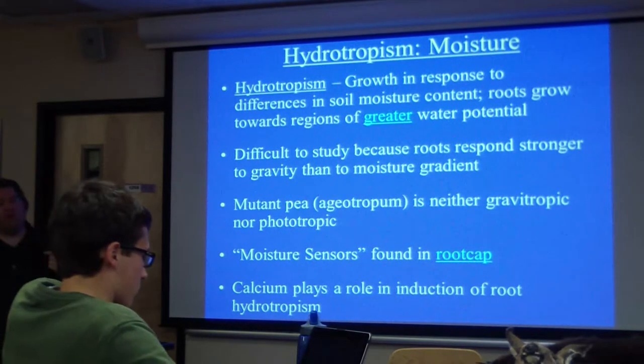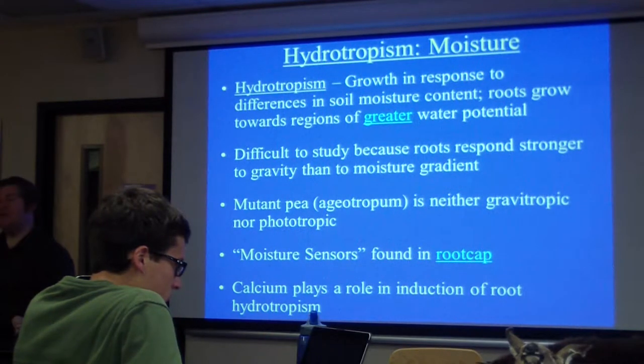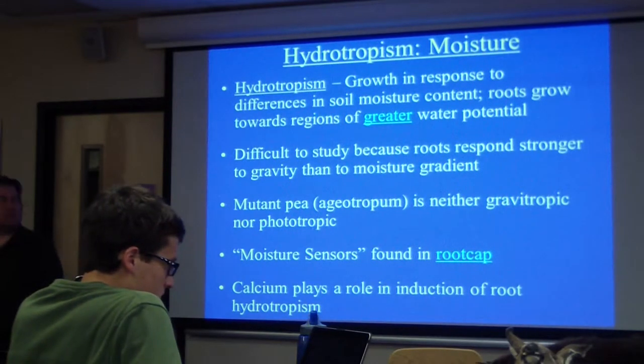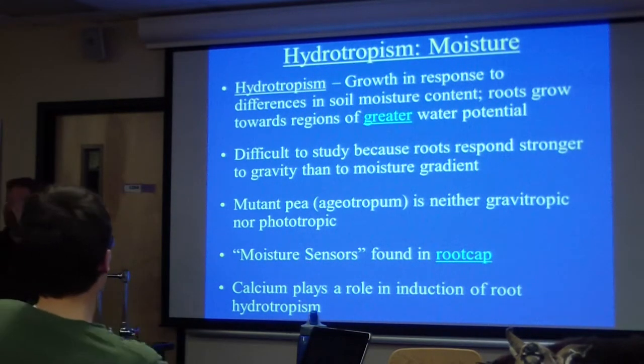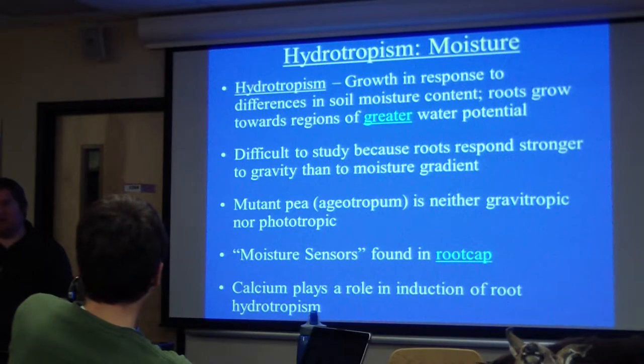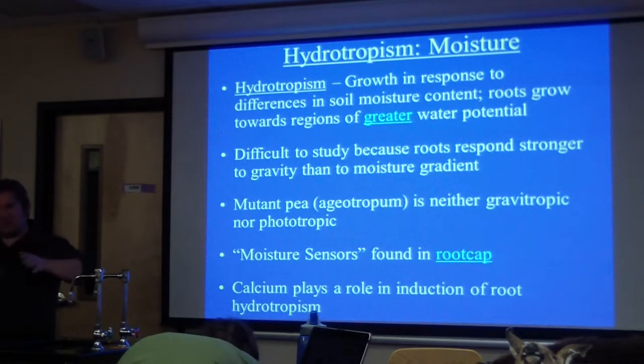Now listen, this is really hard to study because roots are more positively gravitropic than they are positively hydrotropic. Roots are really keying in on the force of gravity. So it's hard to kind of tease out the separate effects of gravitropism and hydrotropism. Do you see how that could be a problem? But there is a mutant pea that we call agiotropum that is neither gravitropic nor phototropic. It's blind to both gravity and sunlight. And you know what? That thing is positively hydrotropic. It will respond to water, greater water potentials. Okay, so that's kind of how we know. You can factor out gravitropism. You can then look at those separate effects of hydrotropism.